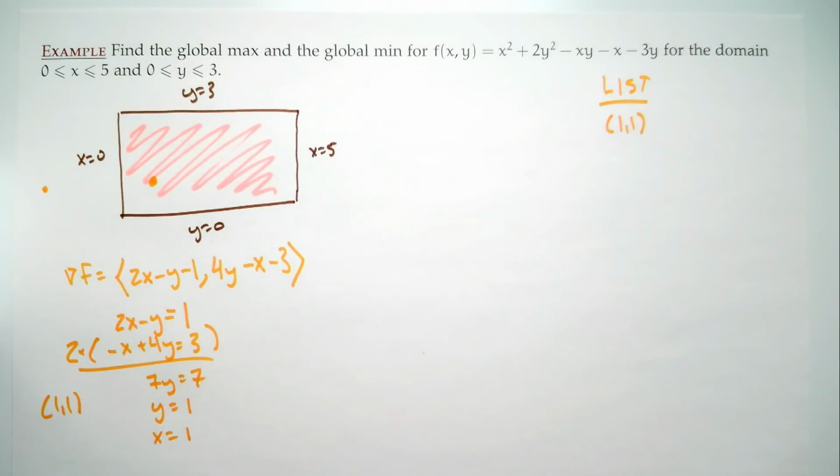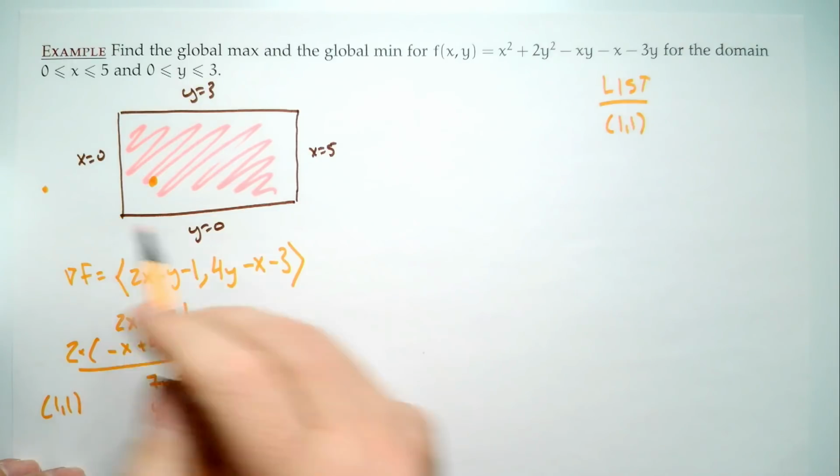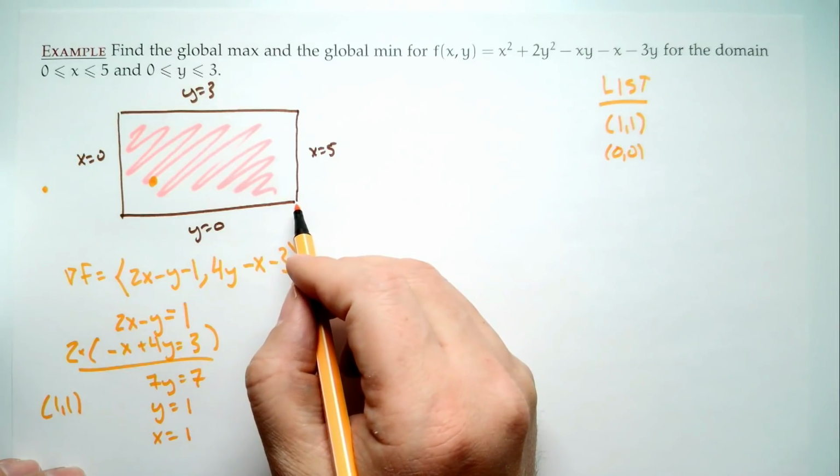Check the boundary. You have to check the boundary. Now, when you check the boundary, don't forget your corners. So let's just throw in corners right away. Where's this bottom left corner? Yeah, that one's easy to find. 0, 0.